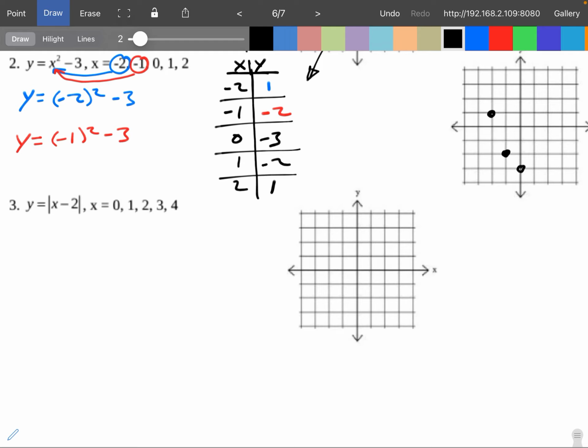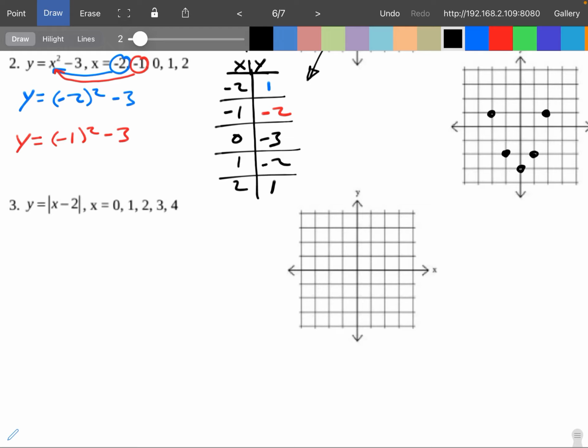The next point is 0 comma negative 3. That's just 3 down. That's here. The next point is 1 comma negative 2. That's 1 right, 2 down. That's right here. And the last one is 2 comma 1. That's 2 right, 1 up. That's right here.